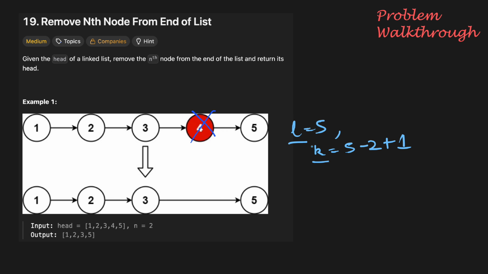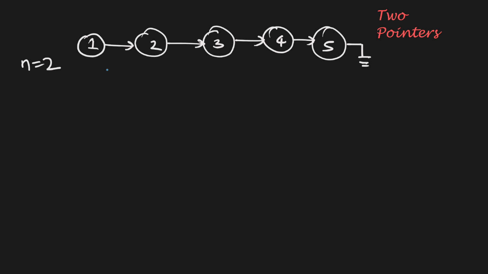So a better solution is to use two pointers, say first pointer and second pointer, both initially pointing to the head of the list. Now we advance the first pointer by n steps. Here n is equal to 2. So first pointer moves from node 1 to node 2, then node 2 to node 3, and now it has completed n equal to 2 steps. And after this step, now there is a gap of 2 nodes between the first and second pointer, as second remains at the head node.